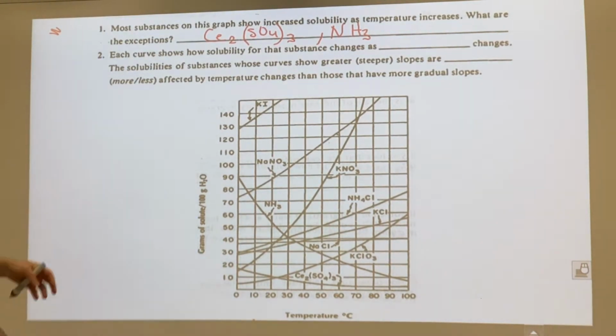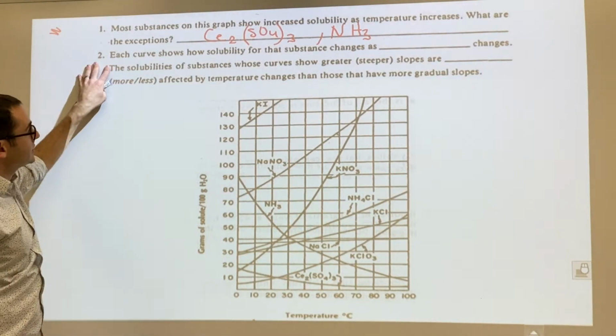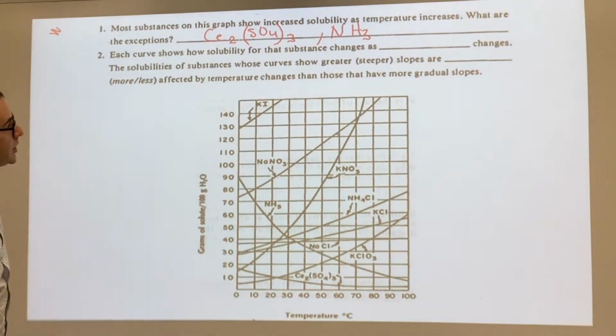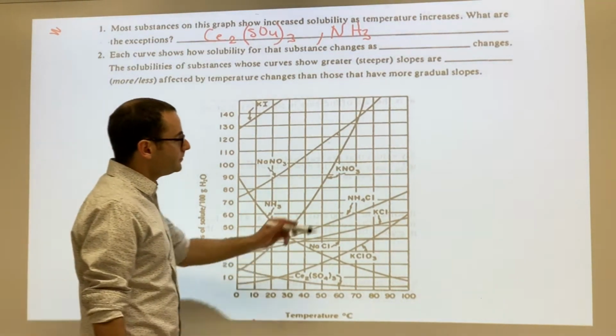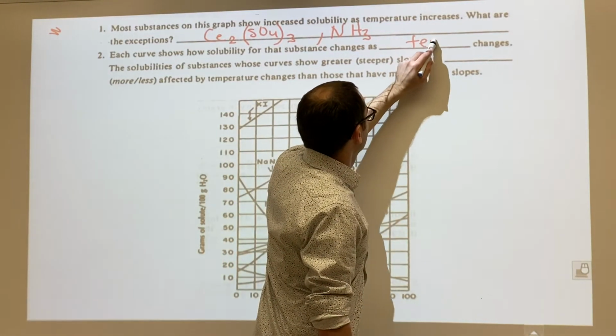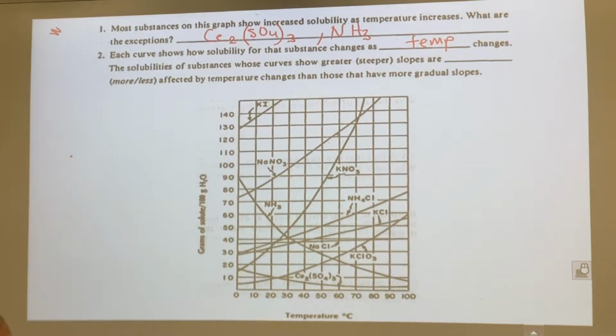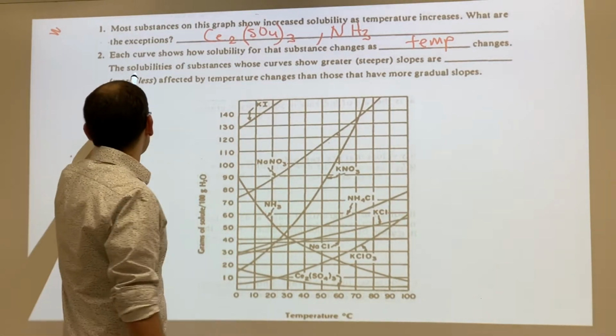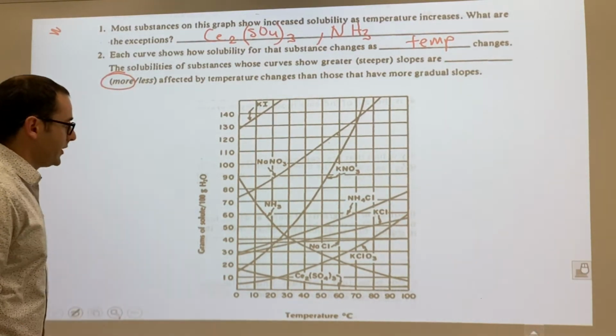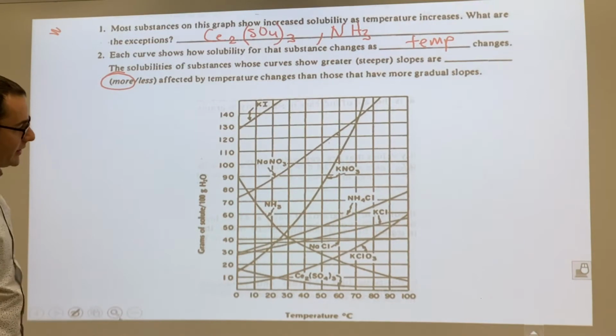All right. Each curve shows how the solubility for that substance changes as blank changes. All right, so what's changing? Temperature. Yeah, good, the temperature. All right. The solubility of substances whose curves show greater or steeper slopes are more or less affected by temperature changes. Yeah, more, exactly, good. All right, so they're more affected. So out of these, which one looks like it's affected the most?